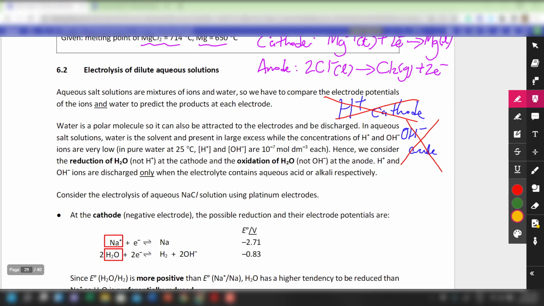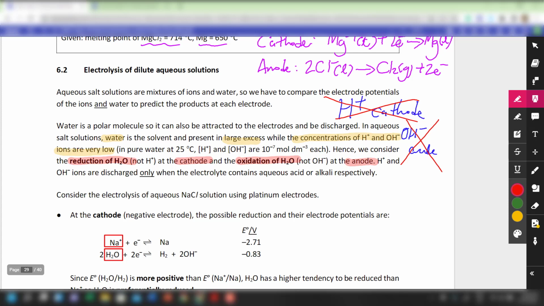Why is that the case? I think from acid-base equilibrium, we understand that this is definitely not the case, because molecular water is in large excess. The concentrations of H plus and OH minus are very, very low. Therefore, because of the external power supply, we are able to potentially reduce water at the cathodes, and potentially oxidize water at the anodes.